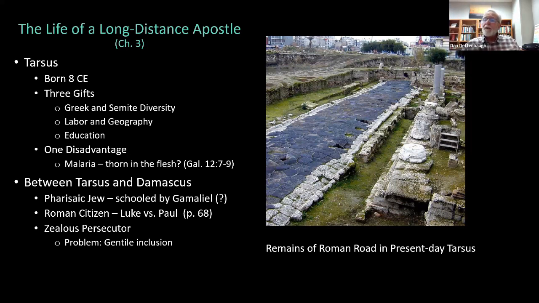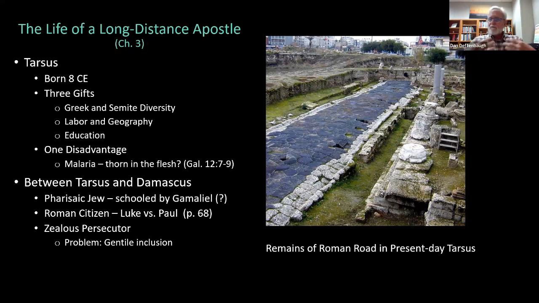But arguments are made that this thorn in the flesh was this struggle that he had with this orientation that was not accepted at the time. But frankly, I think the malaria argument is a much greater one, especially when you consider Paul's geography.